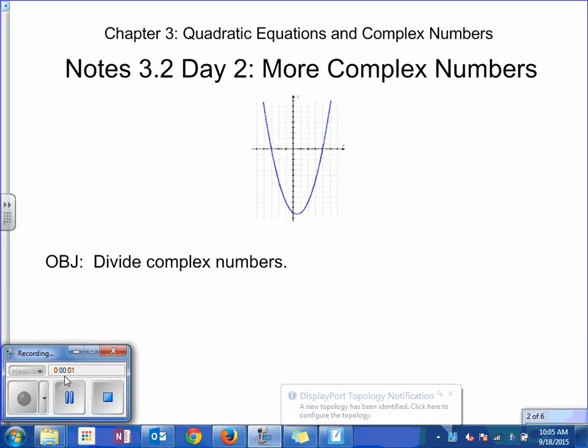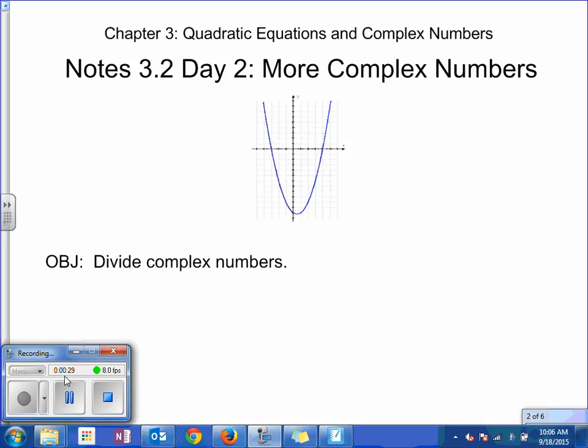Today we're going to talk about more complex numbers. If you think back to our notes from yesterday, we first introduced this imaginary unit, this i, this thing that isn't a real number, but it's real because we use it as a placeholder, so it's important for us. And then we talked about how we can simplify radicals with i. Like, if we have the square root of negative 81, then that's 9i. Okay, so we can use that i to help us.